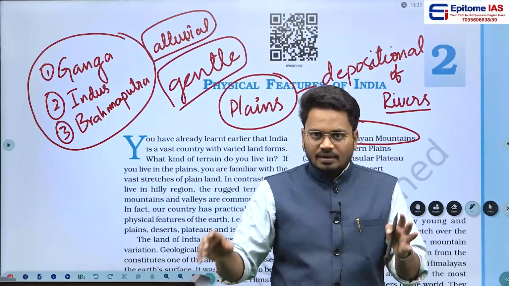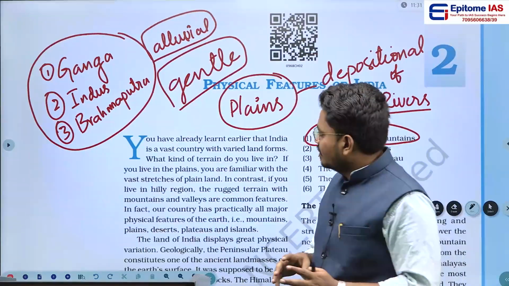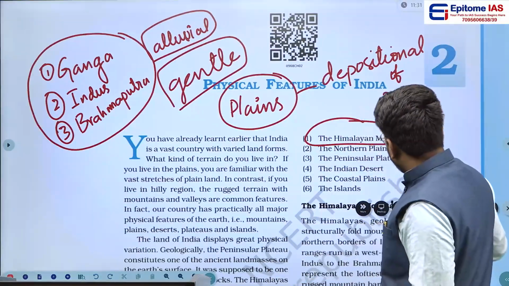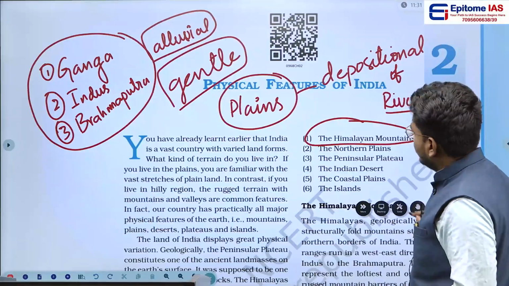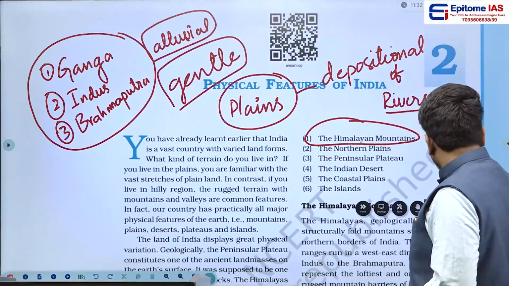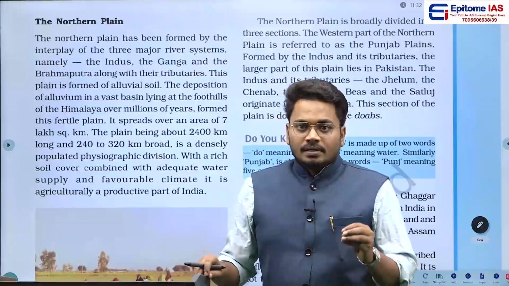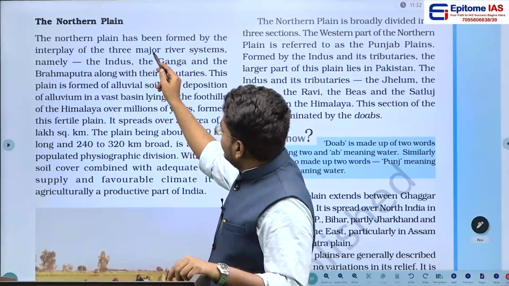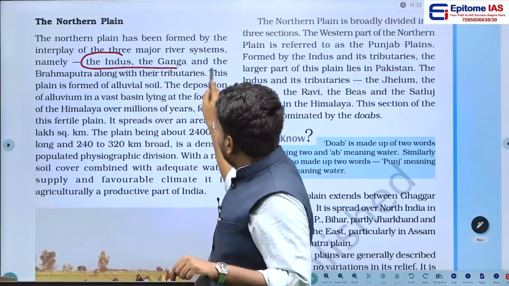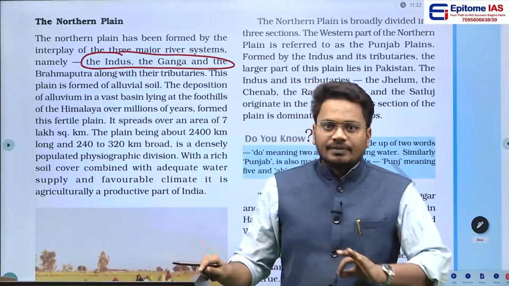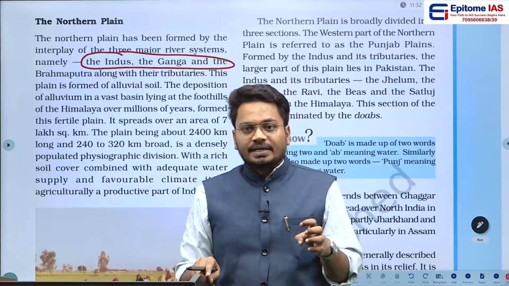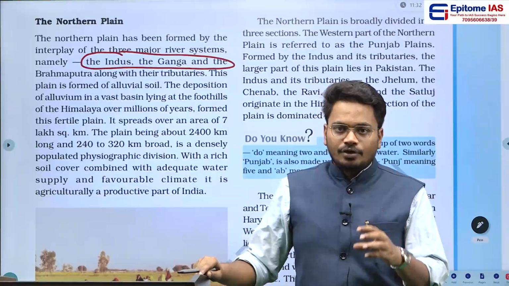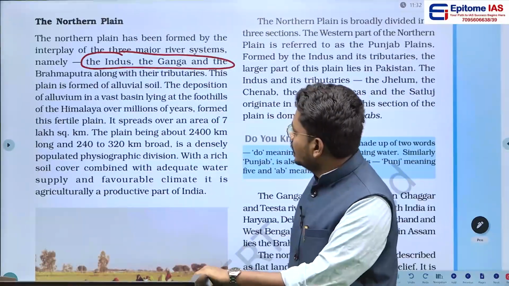We have already seen this in previous classes. Now, if you come back to this chapter and see the content given under the northern plains, the NCERT says that these northern plains are formed because of the Indus river, Ganga river and Brahmaputra river. Not only these three rivers, even the tributaries of these three rivers contribute to the formation of these northern plains.